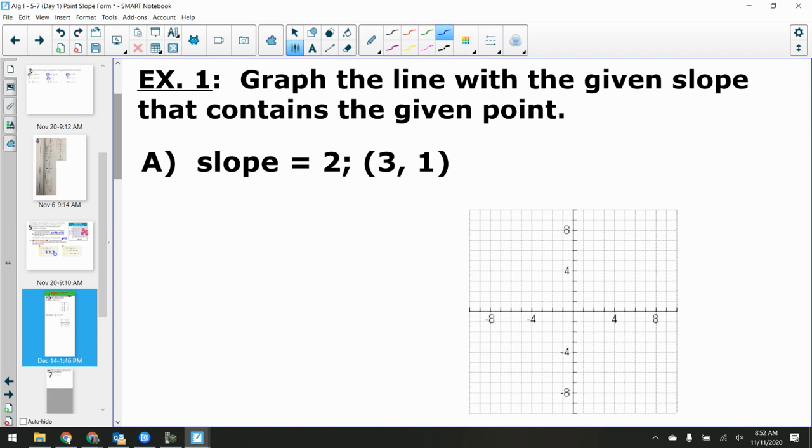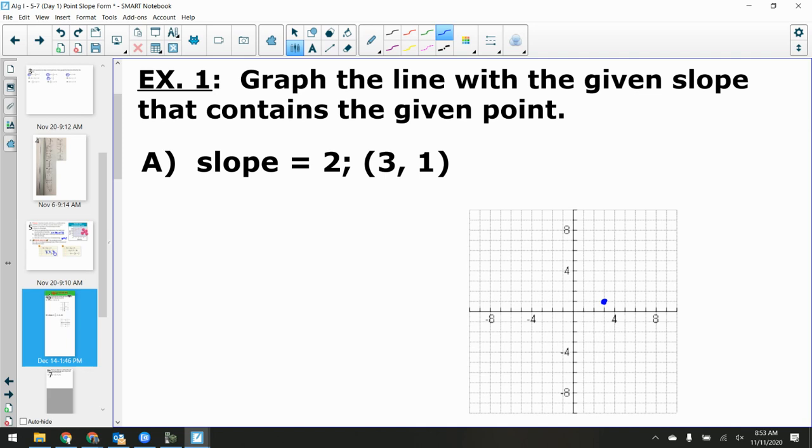Now, when I was doing slope-intercept form, I started at the intercept. Where do I start now? The point given. I start at the point. So 3, 1. Everybody graph 3, 1 on your paper. Graph the point. Don't do 1, 3. Right 3, up 1. 3, 1.